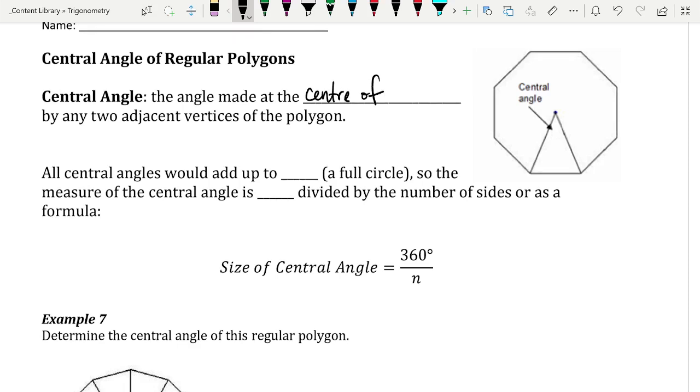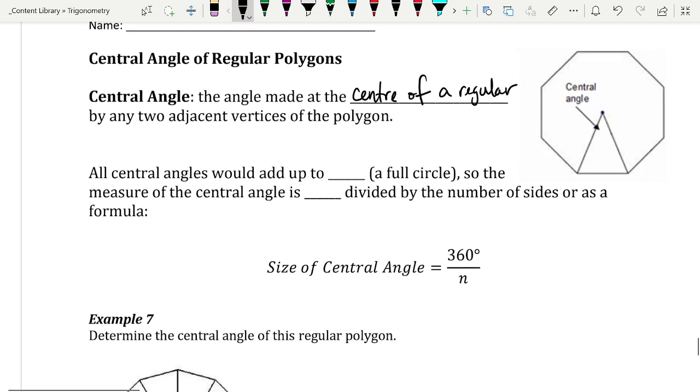RE for center, like a proud Canadian, center of a regular polygon. Here, I'll put polygon over here. It's the angle made at the center of a regular polygon by any two adjacent vertices of the polygon. So in other words, this vertex is adjacent to that vertex. They will meet at center, and then that creates a central angle. So that's what a central angle is.